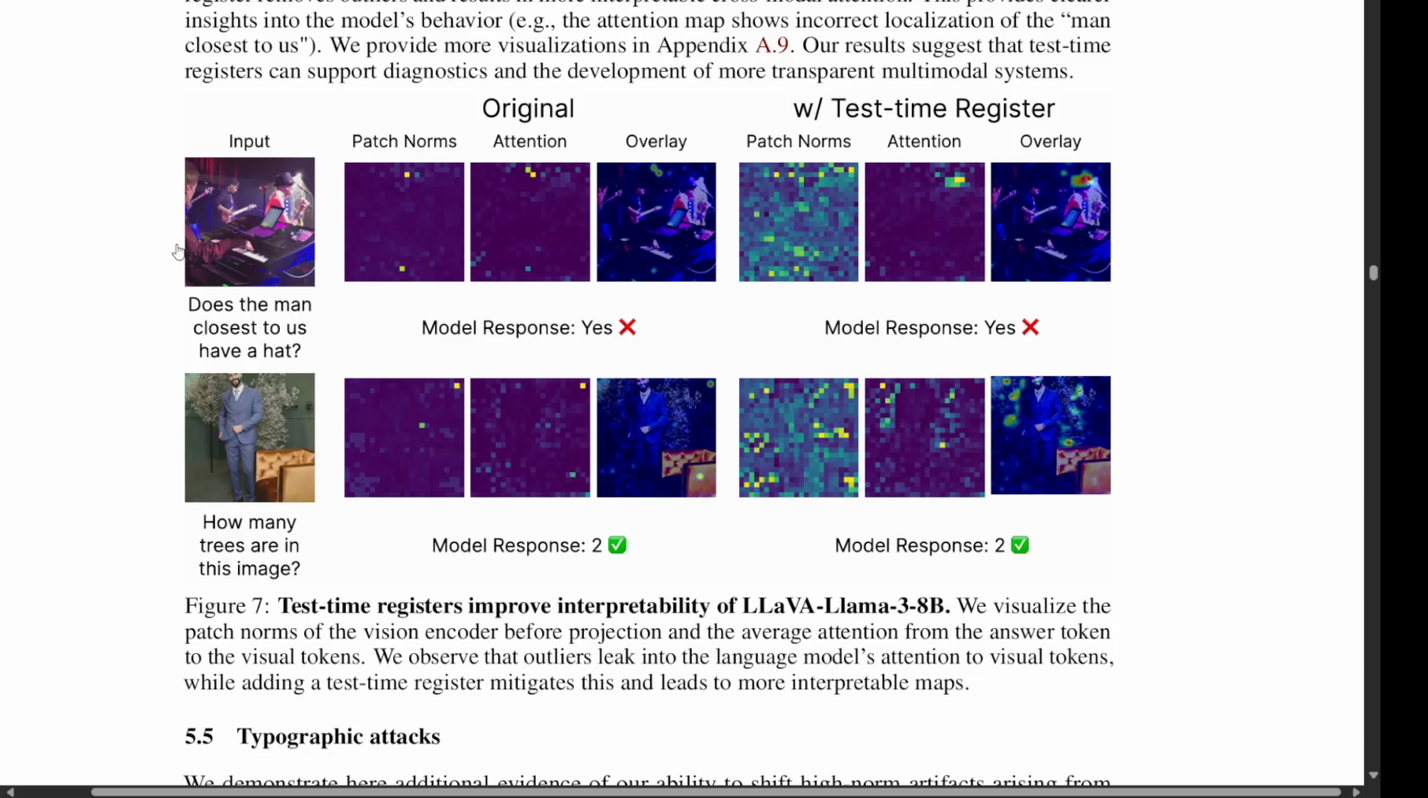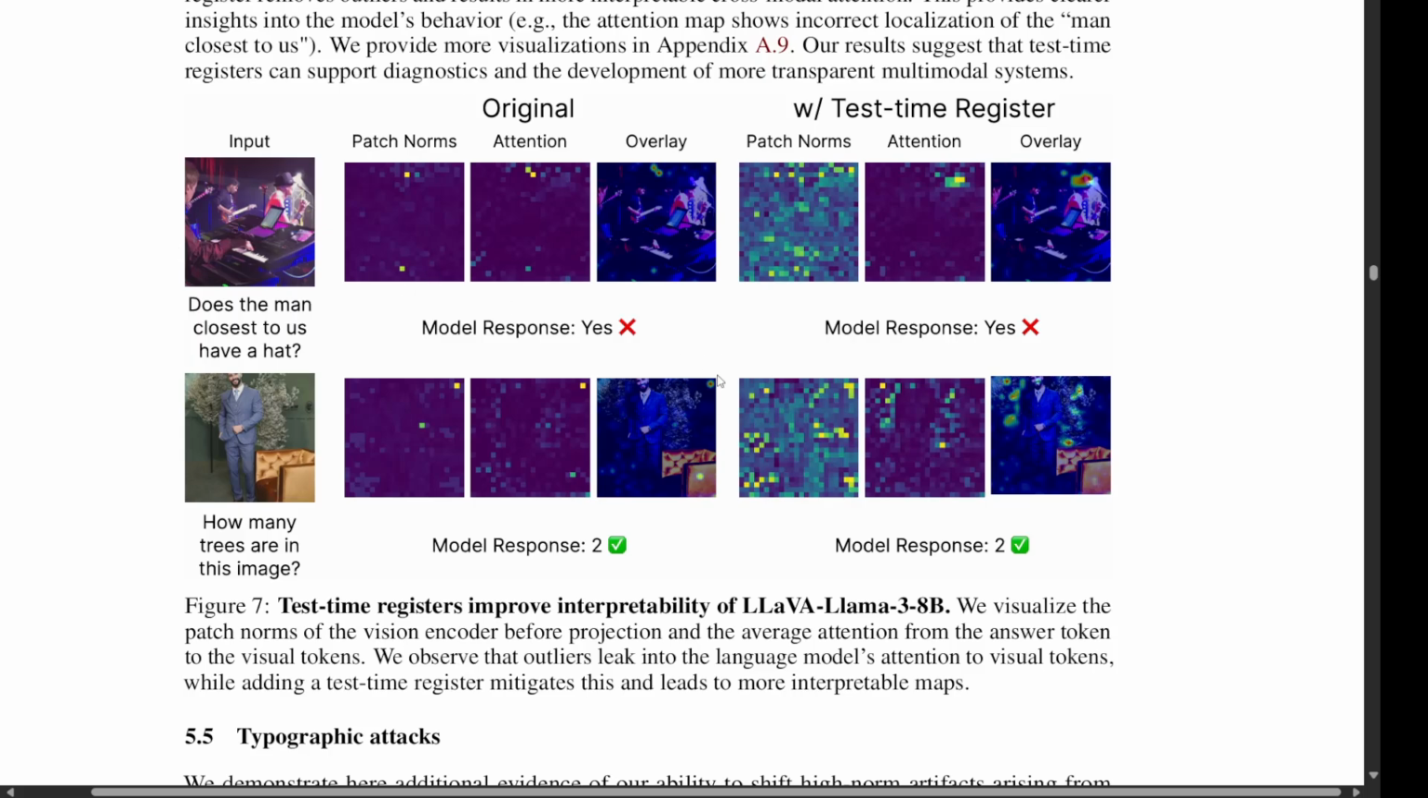Fascinating. So, okay, it seems like these test time registers really deliver a lot of the same benefits as the trained ones, but without the cost. Did they directly compare the two approaches? Are they basically equivalent? They did look at that comparison. The main takeaway is that, yes, they are largely comparable. Test time registers do a good job absorbing the high norms. Performance is similar, and tests like linear probing suggest they capture global info similarly. Table 1.